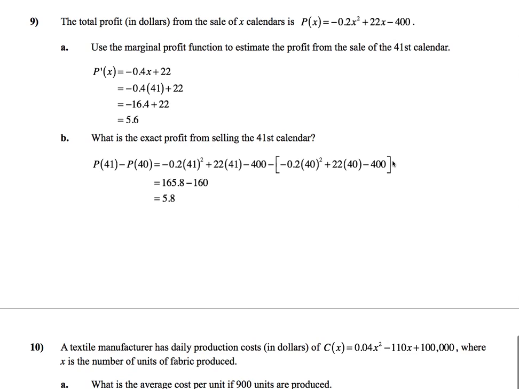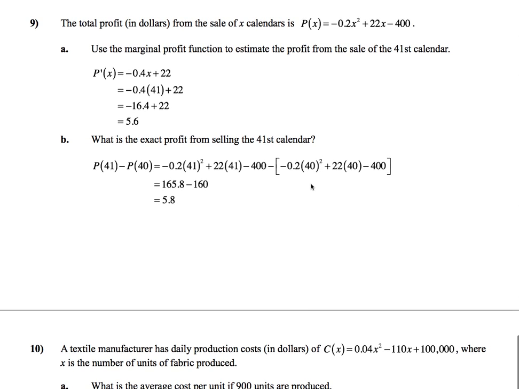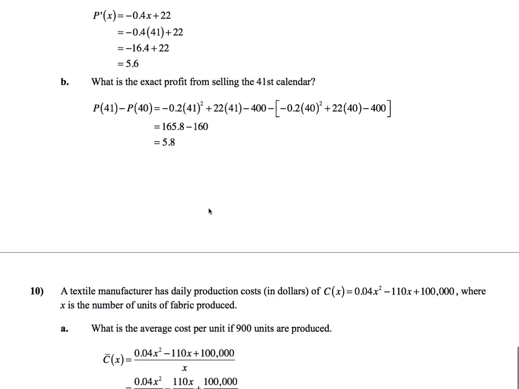And then what profit was generated by selling the first 40 comes from substituting 40 in for x. So this is negative 0.2 times 40 squared plus 22 times 40 minus 400, and that simplifies as 160. Subtract 160 from 165.8, and so the exact profit is $5.80.